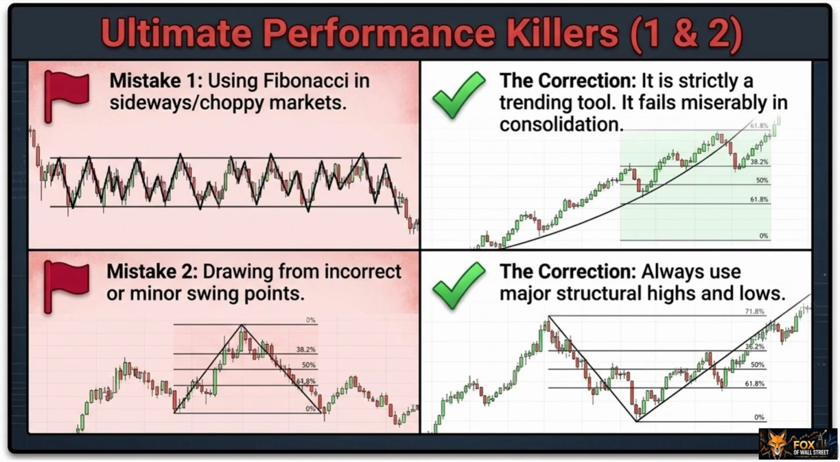Part 6. Common mistakes to avoid. Avoid these pitfalls. Let's run through your ultimate performance killers so you can actually protect your capital. First up, using Fibonacci in sideways or choppy markets. Guys, this is a trending tool. It fails miserably in consolidation. Second, drawing from incorrect or minor swing points instead of major structural highs and lows.